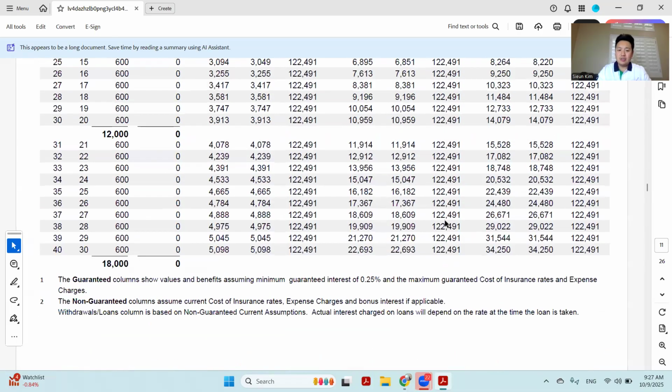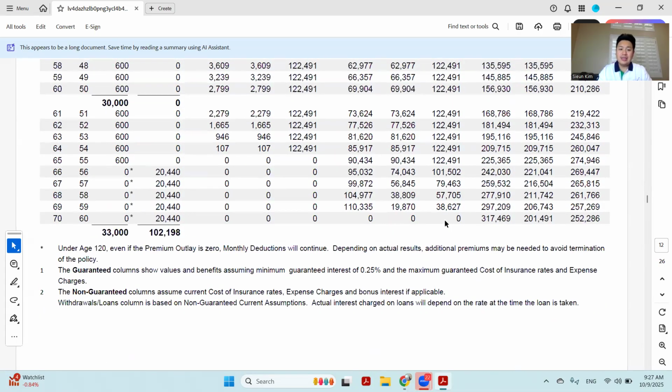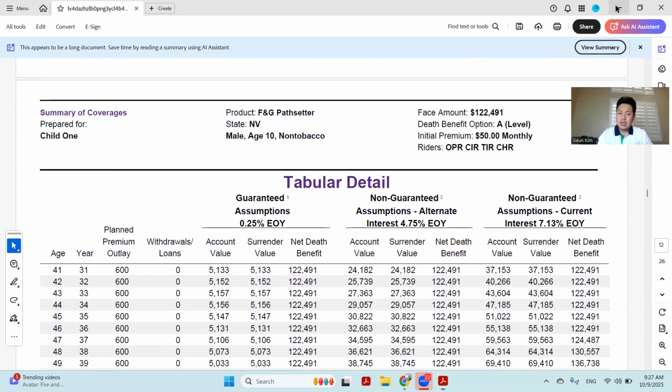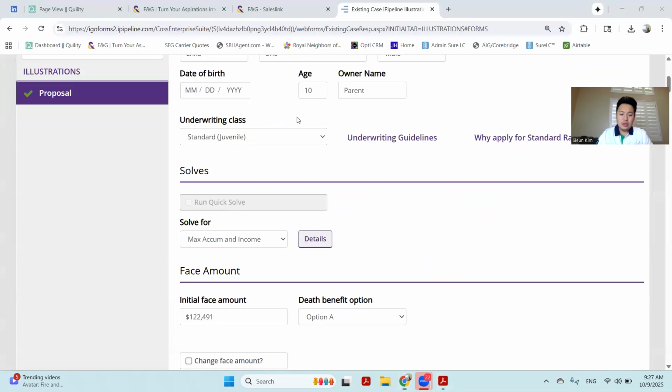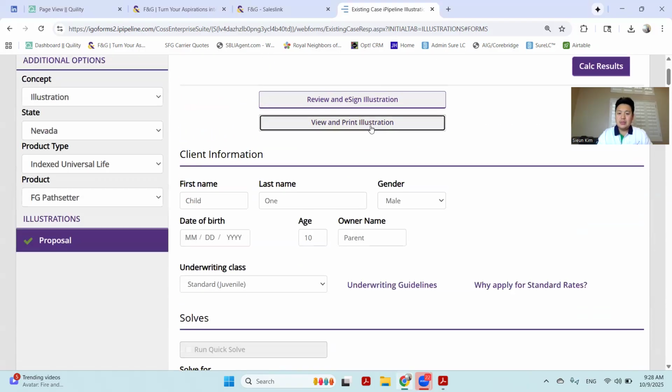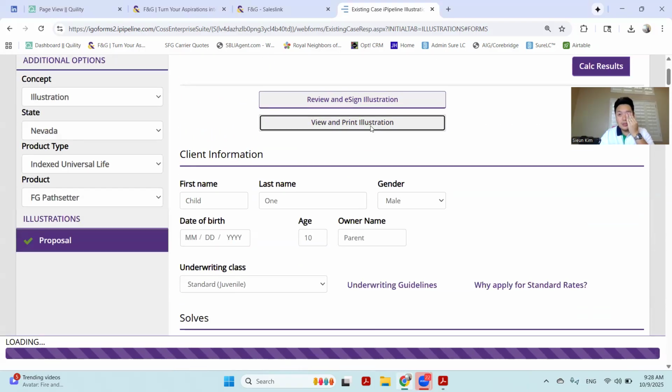This is a good standard illustration, and why also as an agent this is better for like a $50 a month premium is because if you do the other way, let me just show you what I mean by that. Let's go ahead and change this to, do you remember we chose option A? Let's just change it to option B. If I change this to option B, max accumulation and income, then let's see what happens. Only thing I changed was option A to option B on the illustration, all right?